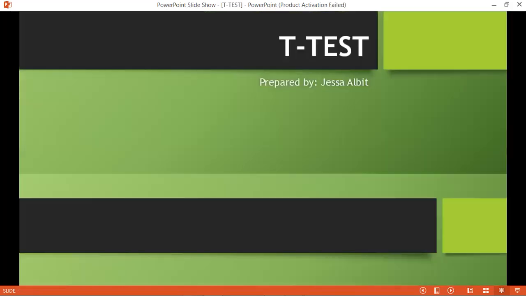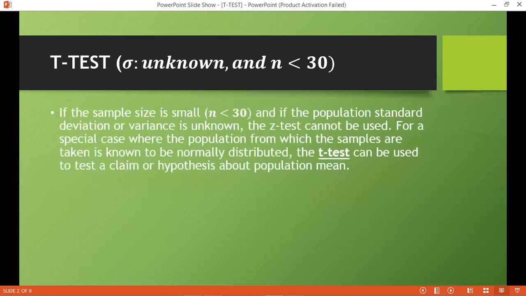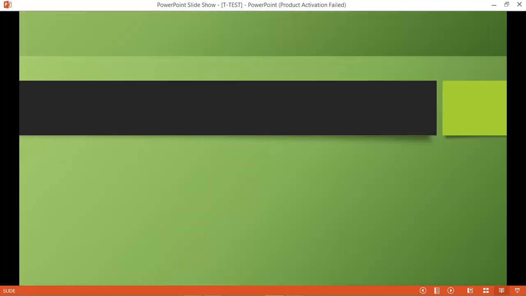Let's go. We will use t-test if the population standard deviation is unknown, and when n is less than 30. If the sample size is small, that is less than 30, and if the population standard deviation or variance is unknown, the z-test cannot be used. That is why we will use the t-test if that is the case.